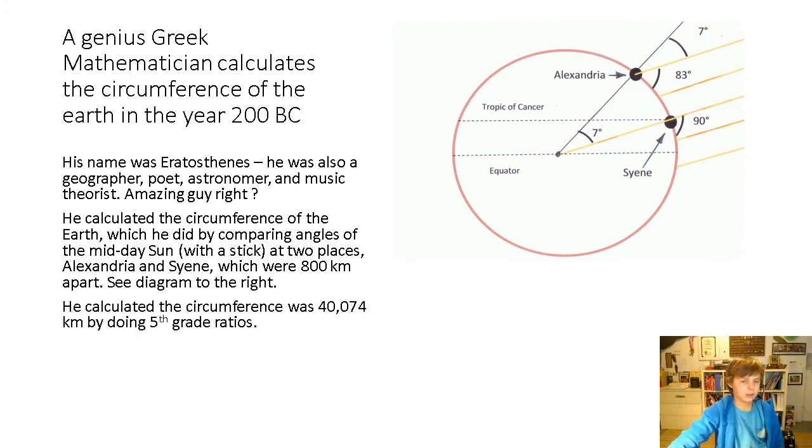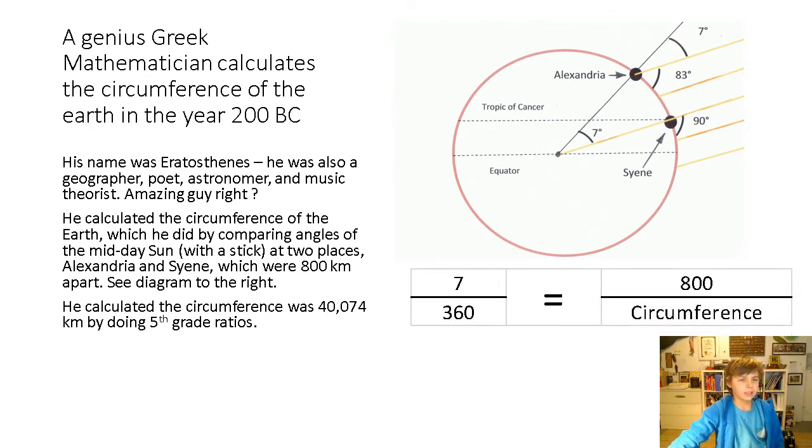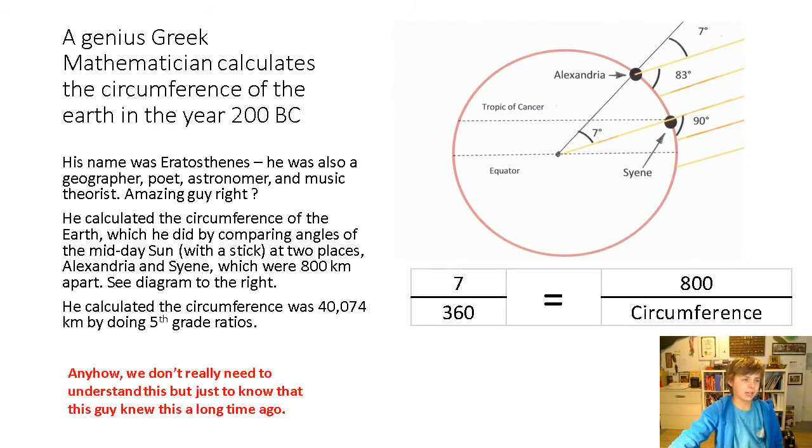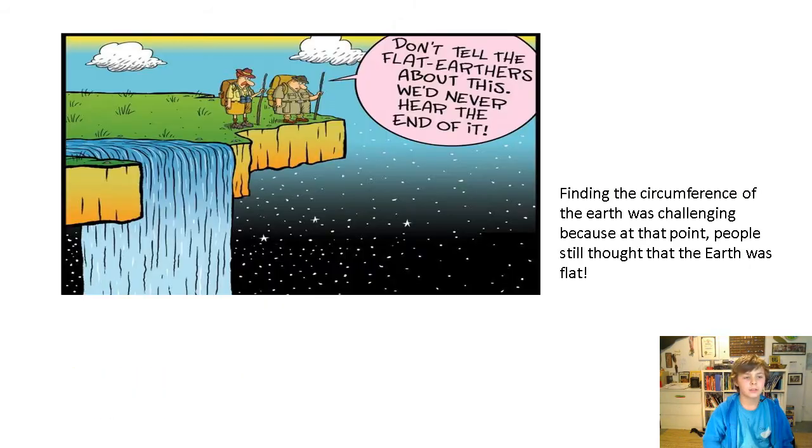Here's the ratio that he used. This is really cool that a mathematician discovered this almost 2,500 years ago, but we don't really need to get into that. Finding the circumference of the Earth was challenging enough because at that point, people still thought the Earth was flat.